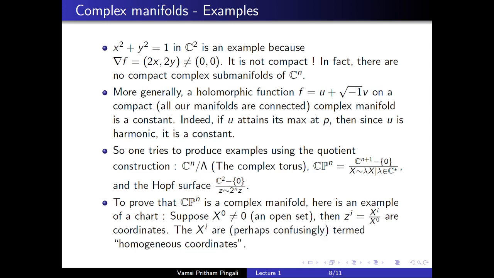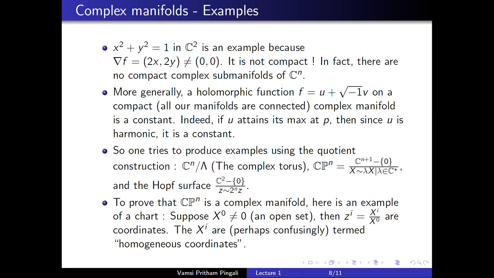These xi's, they're coordinates in Cn plus 1. They're obviously not coordinates on CPN, right? But they're confusingly termed homogeneous coordinates. Okay? The terminology is confusing, but it's useful, as you'll see soon.